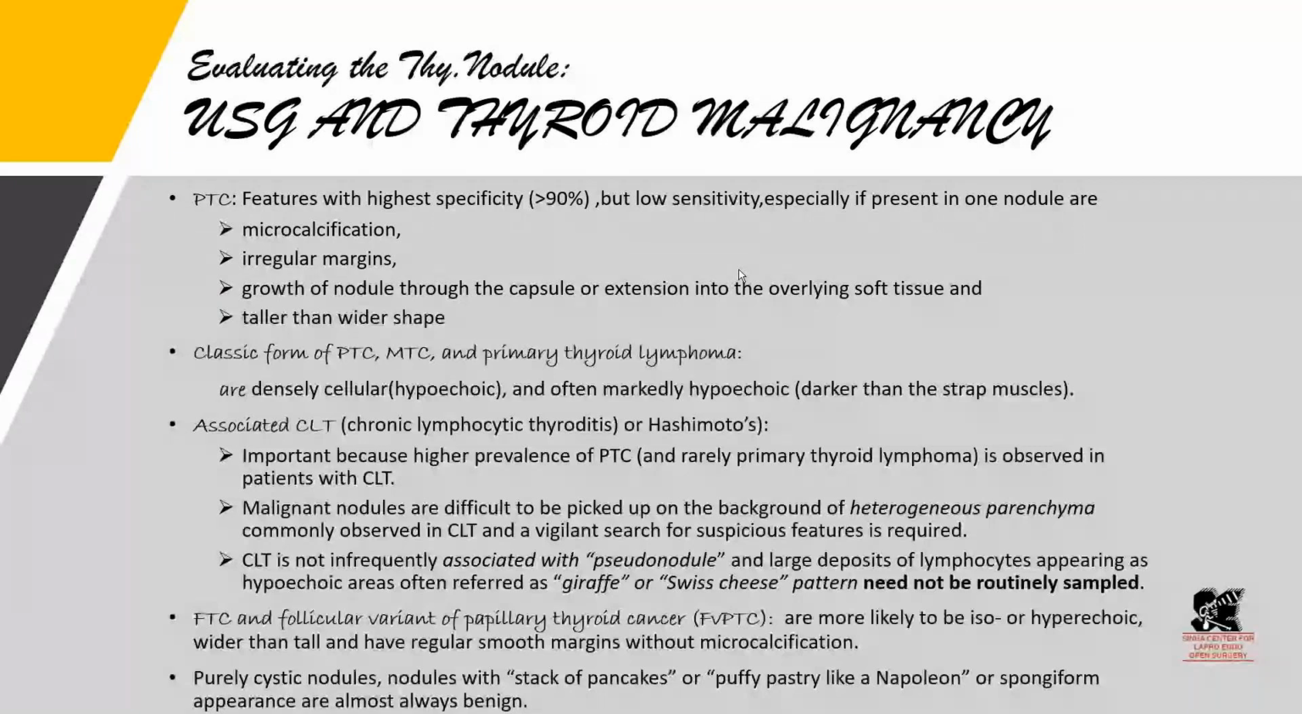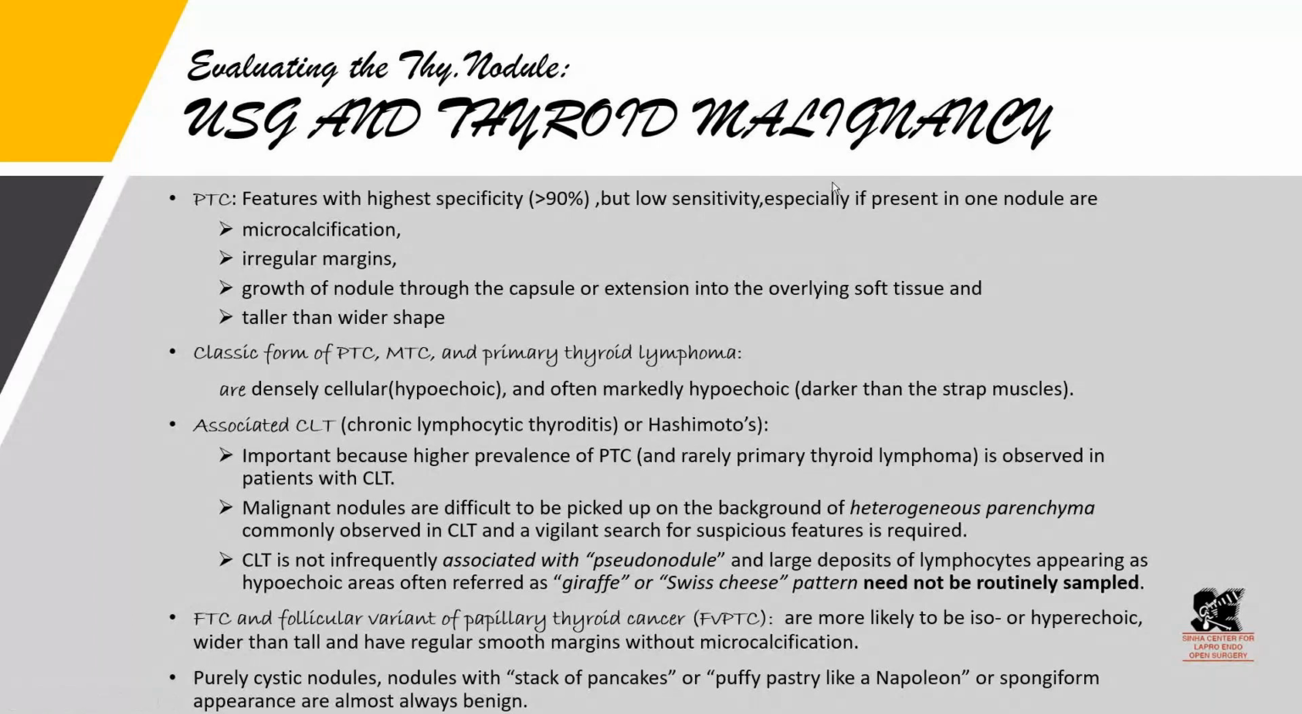Now, why all this about the ultrasound? Because this is going to be an indicator of when you should do an FNAC. Similarly, the follicular and the follicular variant of papillary thyroid cancer have specific features on ultrasound. A purely cystic nodule appears like a stack of pancakes or puffy pastry like a Napoleon, or a spongiform appearance, and they are almost always benign. These are the features described on an ultrasound.